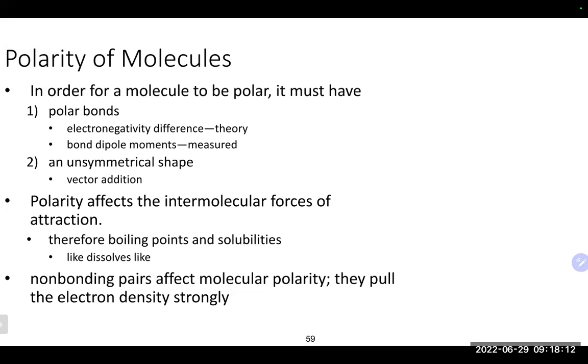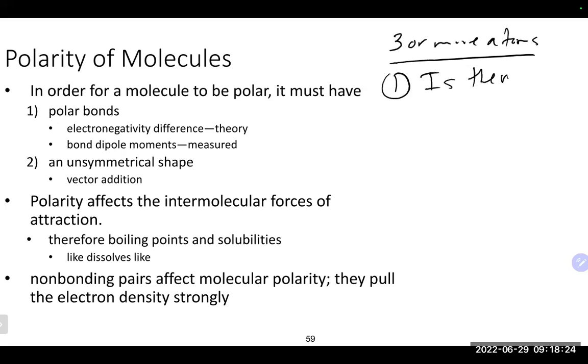So when we have 3 or more atoms, you have to look at 2 things. You first have to look at, are there polar bonds? So clearly, if that answer is no, there are no polar bonds, you're pretty much done. That molecule is going to be a nonpolar molecule. If you do answer yes to this question, that there are polar bonds, you then have to look at the second thing when you have 3 or more atoms.